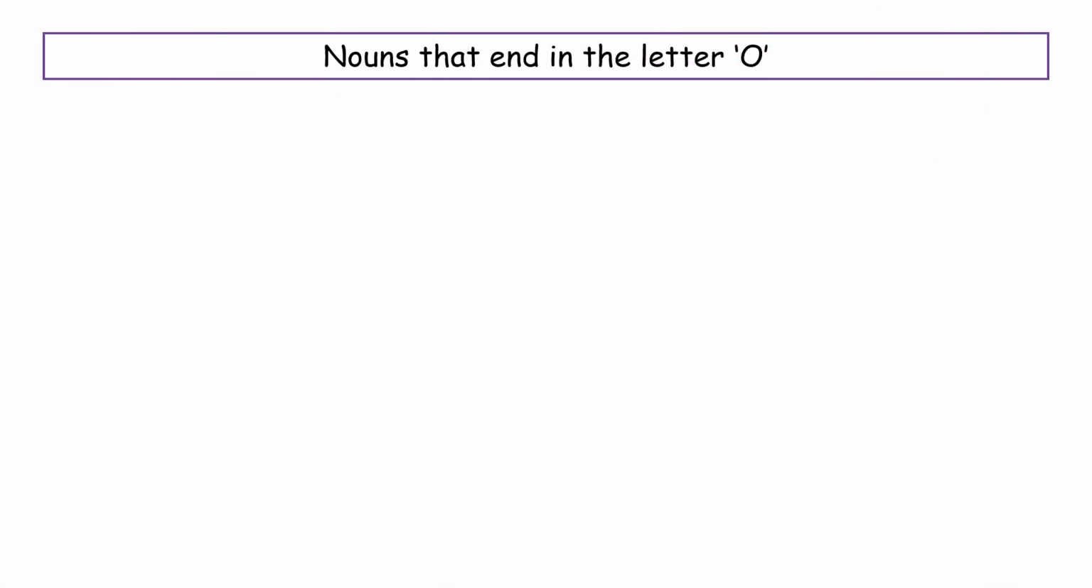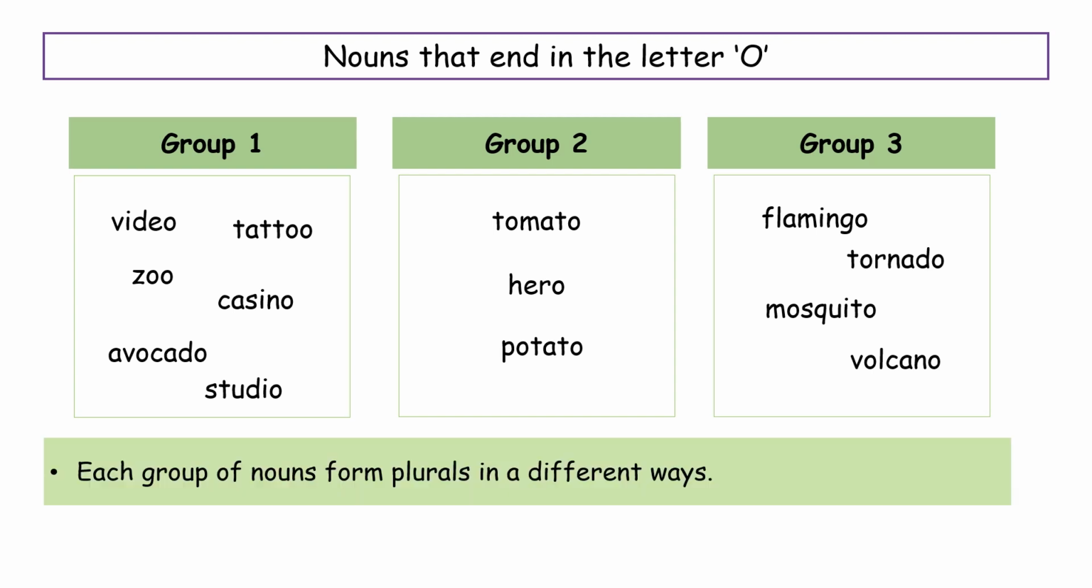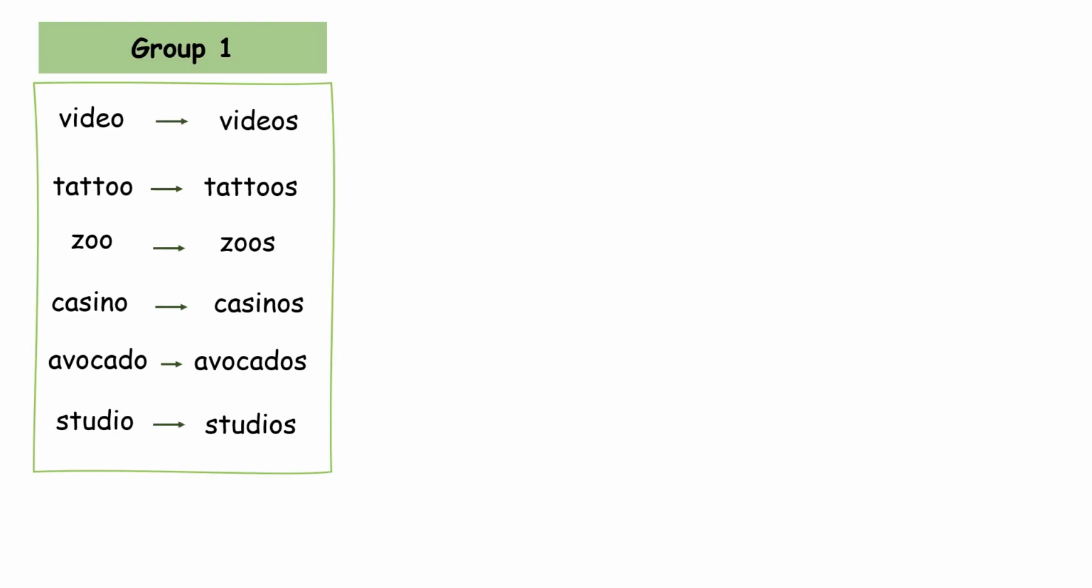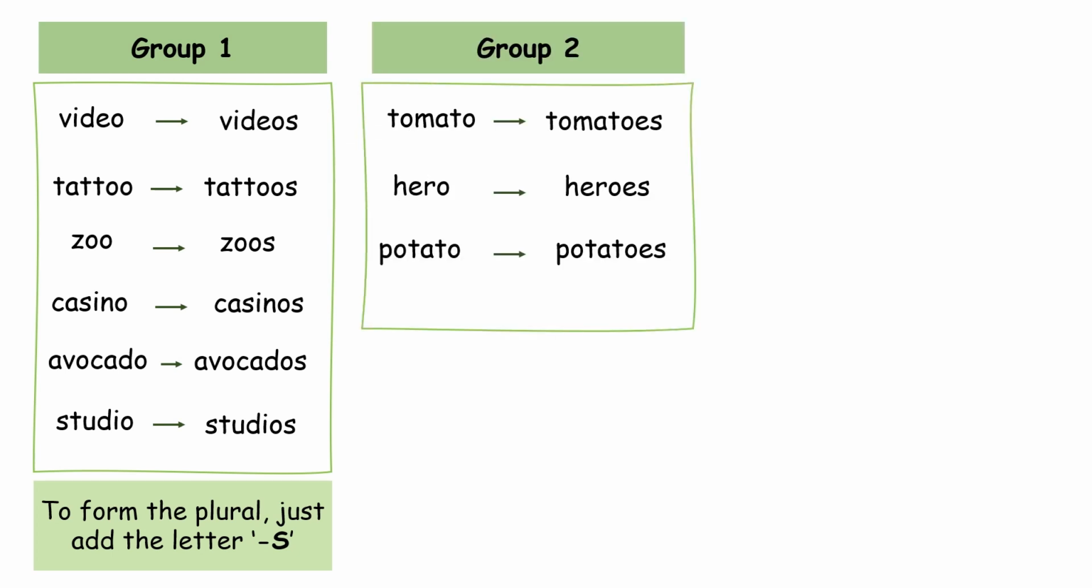In this section, we will look at nouns that end in the letter O. These nouns are divided into 3 groups. Each group of nouns form plurals in different ways, even though they all end in the letter O. Let's look at the nouns in group 1. To form the plural, you just add the letter S to the end of the singular, as we can see with these nouns. For group 2, to form the plural, you just add ES to the end of the singular.